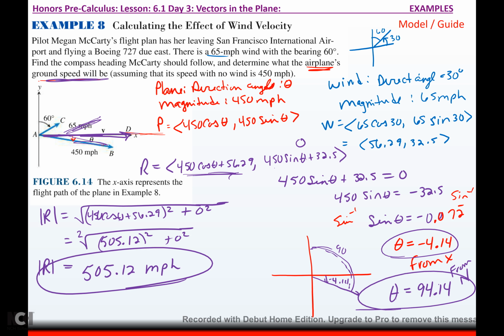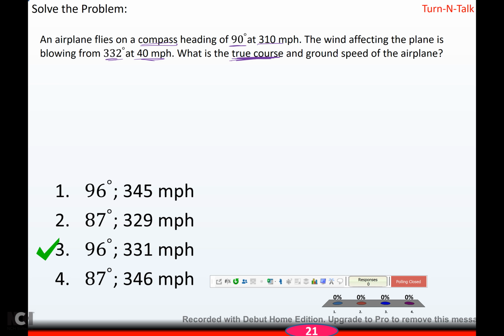And hopefully you got 3. All right, so again, an airplane flies on a compass heading. In other words, it wants to be going 90 degrees at 310. The wind affecting the plane is blowing from 332 at 40 miles an hour. What is the true course? So they're asking you for the true course and ground speed of the airplane.